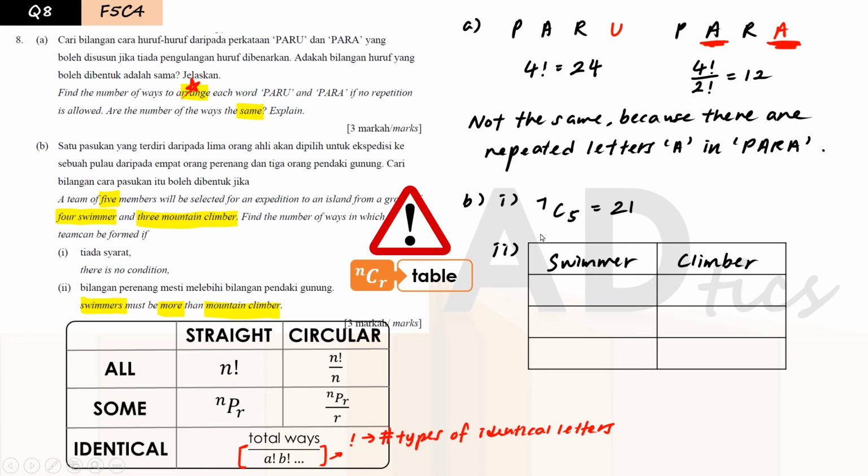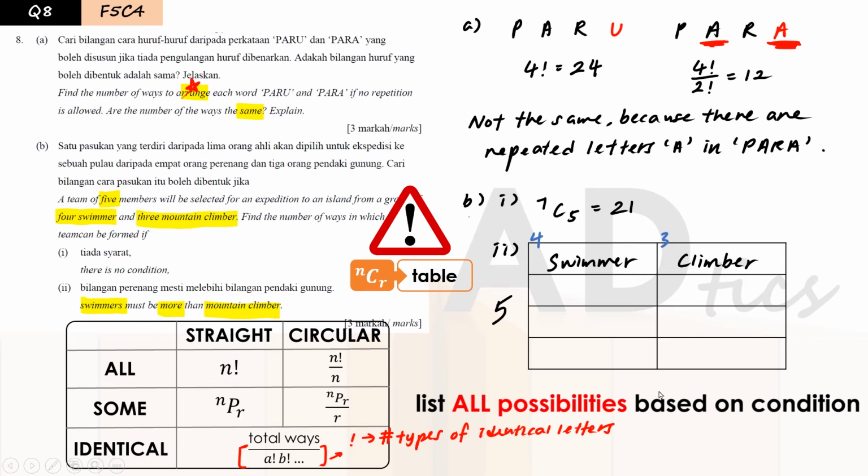Then on the top left side here, let us write out the total number of swimmers and total number of climbers that we have. So it's 4 and 3 respectively. And on the left side of the table, let us write out the number of members that we need, which is 5. Once we have our table ready, we can list out all the possibilities based on the condition, which is swimmers must be more than the mountain climbers.